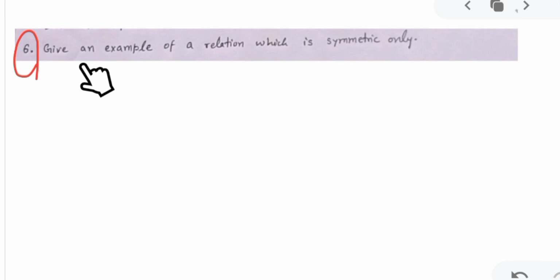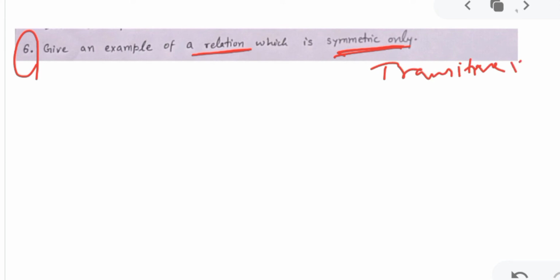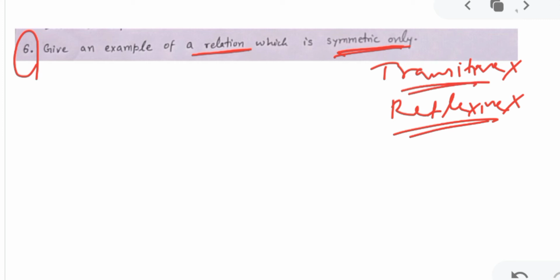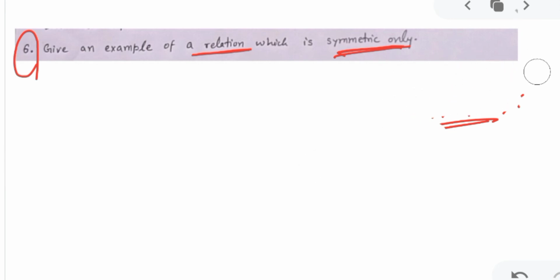In this, give an example of a relation which is symmetric only. Symmetric only means it is not transitive and not reflexive. So we have to form a relation like that which is symmetric only.